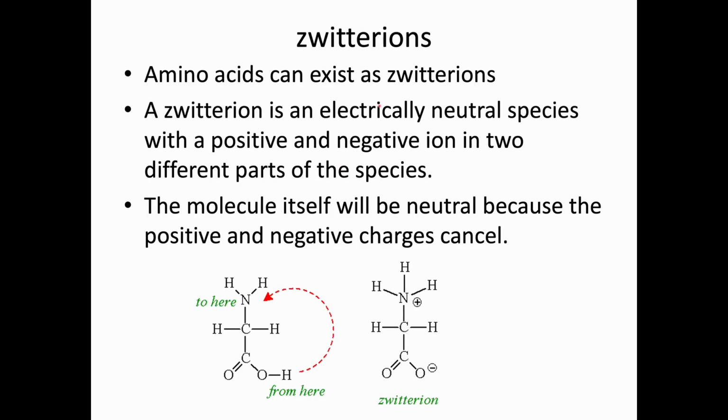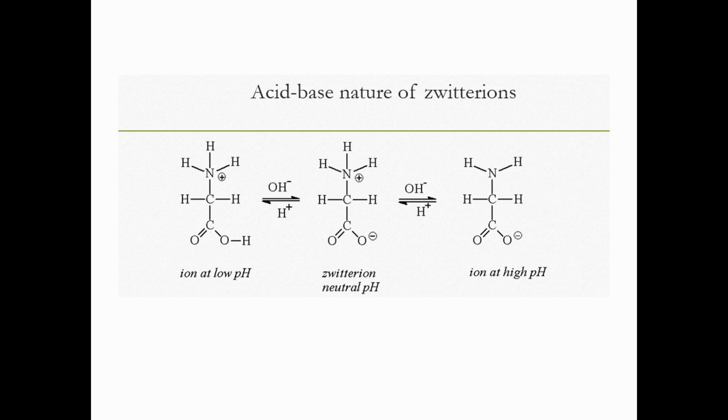Amino acids are neutral species, and they exhibit a positive and negative end, right? So that positive and negative cancel out each other, making it neutral. That positive side comes from your amino group, and the negative side comes from your carboxyl group. So depending on what solution your amino acid is in, it can either act as a base or act as an acid. So here we have the acid to base nature of your ions.